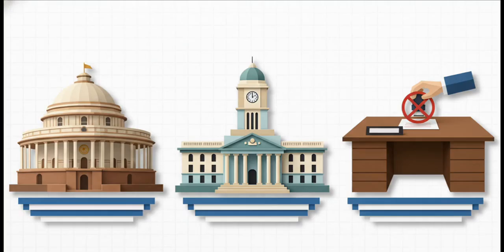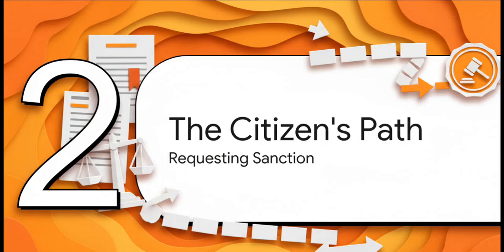Okay, so who gets to give this all-important permission? The law is really specific. If we're talking about central government employees, it's the central government. For state employees, you guessed it, the state government. And for everyone else, there's a simple rule of thumb. The authority that has the power to fire the official is the same one that has the power to approve their prosecution. Now that's how it works for an official police investigation.